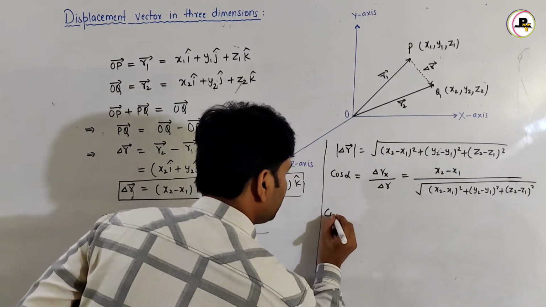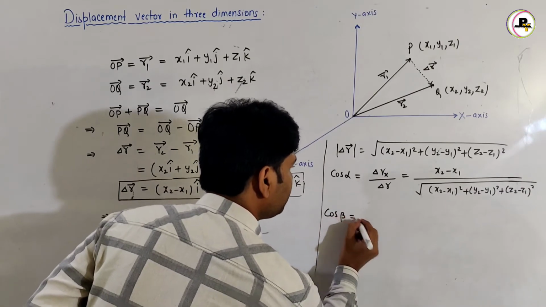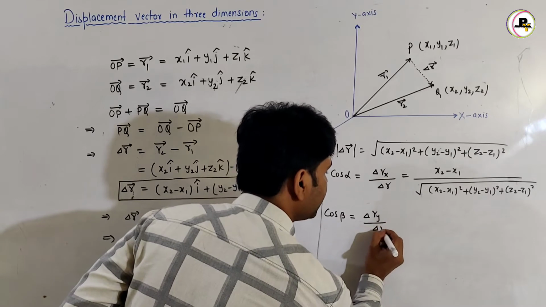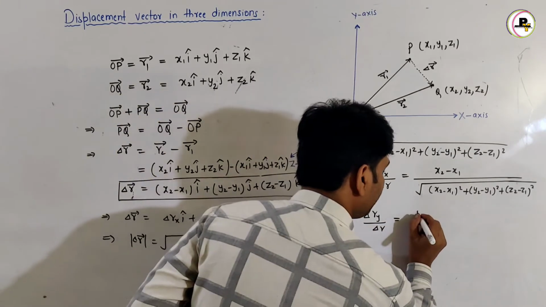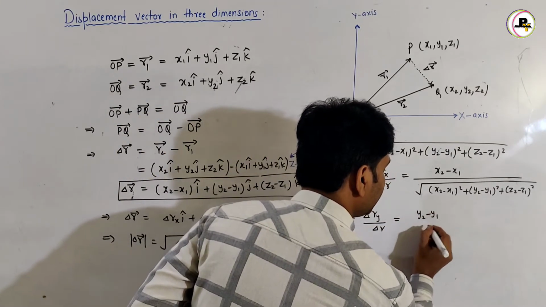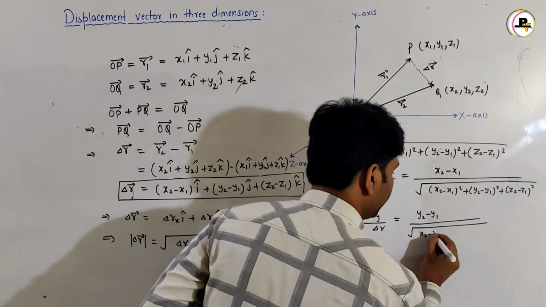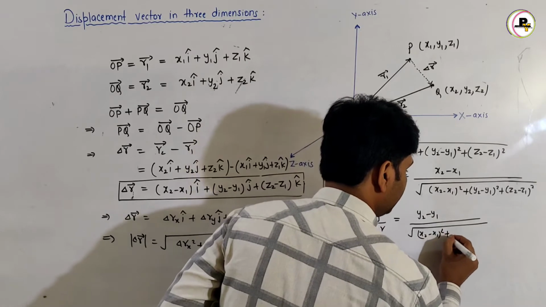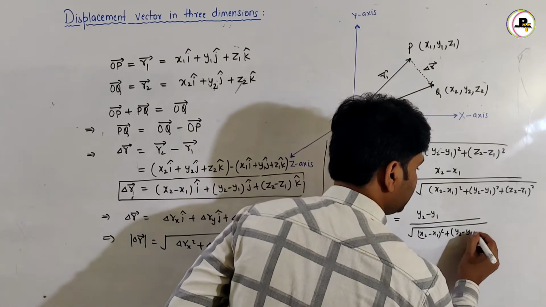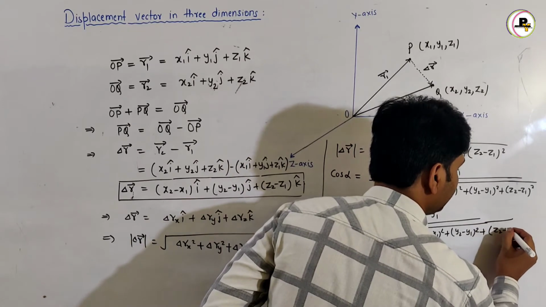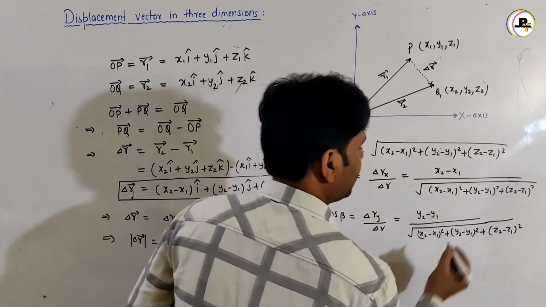Similarly, I can write cos of beta equals delta ry upon delta r, and this is equal to what? y2 minus y1 divided by square root of (x2 minus x1) the whole square plus (y2 minus y1) the whole square plus (z2 minus z1) the whole square.